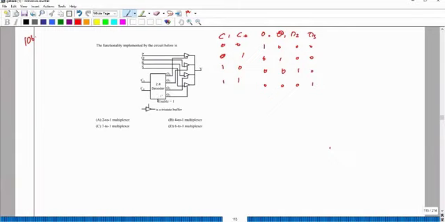So here you have a decoder and you have some buffers. So this is called a tri-state buffer. Okay, tri-state buffer, because it has 3 pins. Okay.